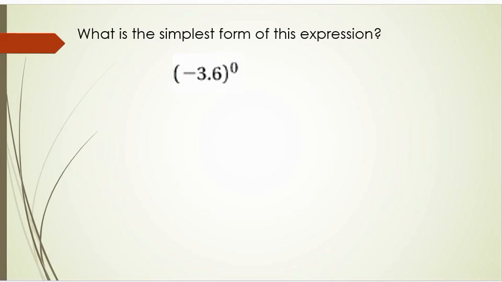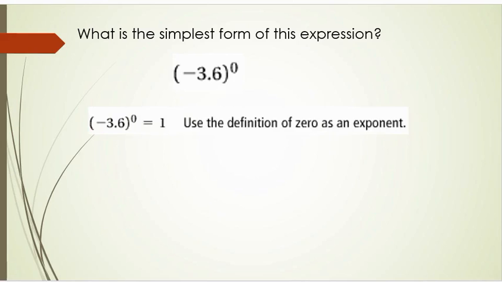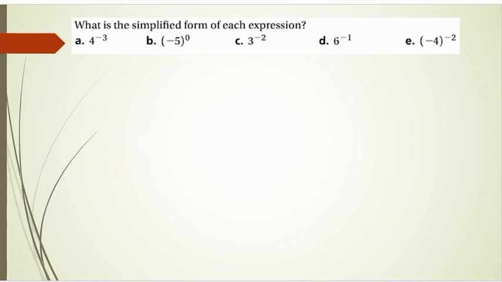So what about this problem? You have negative 3.6 to the 0 power. Use your definition of a 0 as an exponent, and it's 1. So pause the video and work on these 5 problems, and we'll go over it in a minute.